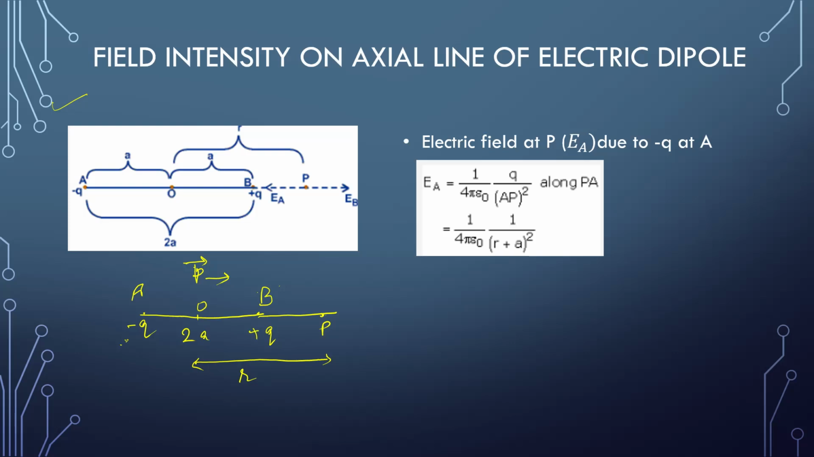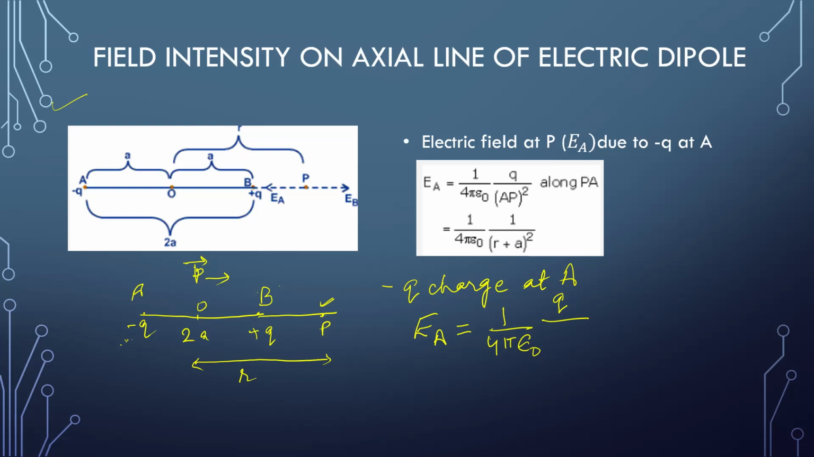Minus q and plus q are the two point charges, and we have already done the expression for the field intensity at a point due to a point charge. So what we have to write down over here is the field intensity at the point P due to minus q charge at A. That we denote by, let's say, EA, and we write it down as 1 upon 4 pi epsilon naught. I am only writing down the magnitude over here. I will tell you the direction separately.